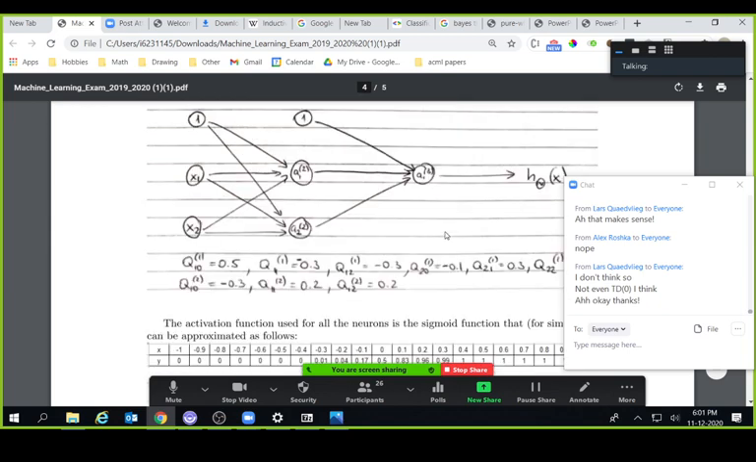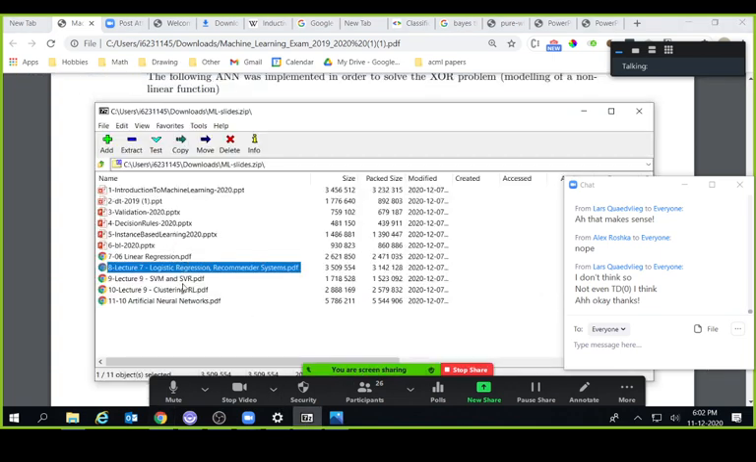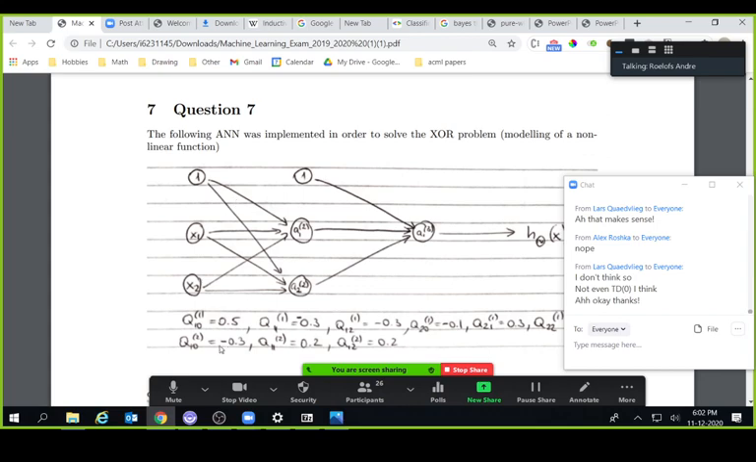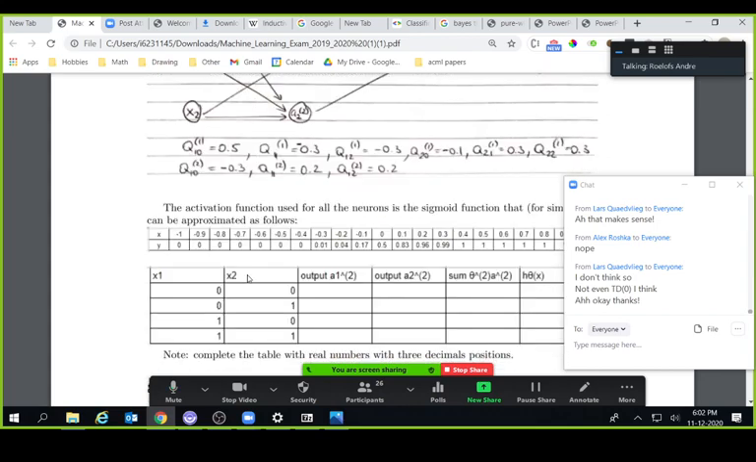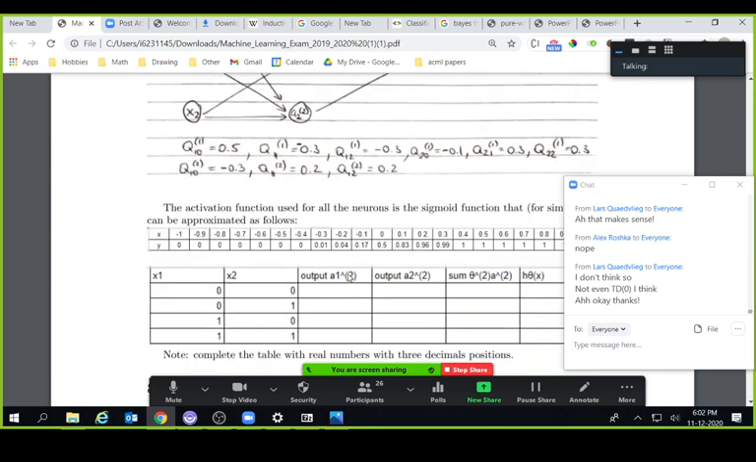Okay, so let me see. I need to remember what those ones and zeros look like, because one of them stands for the layer, the other one stands for the node in the layer. Okay, so this one is the layer, and the other one is the node. Because we have three inputs, what do we have? We have x1, x2, output a1, 2.